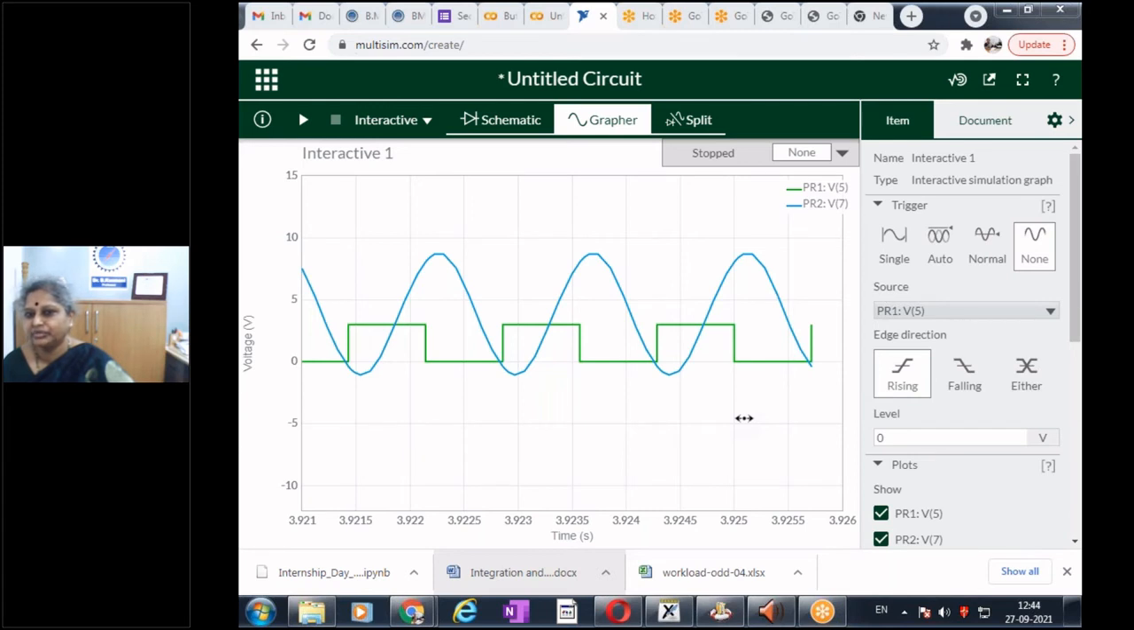Input is green, output is blue. I have given a square wave as input, and I got the output as a sine wave. What's the frequency of the sine wave? Can someone tell?